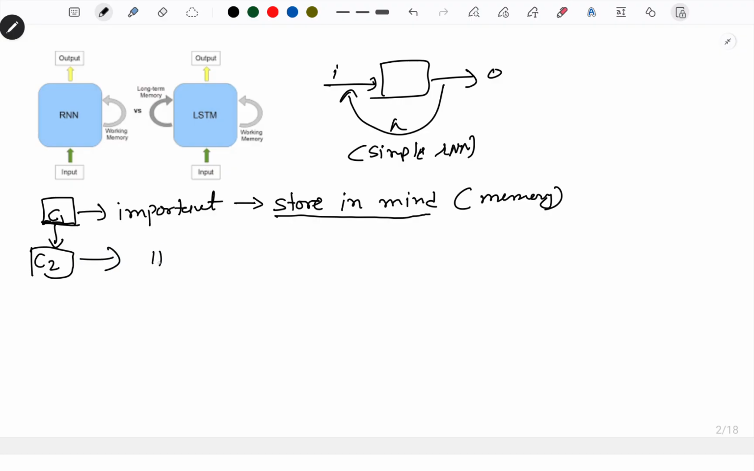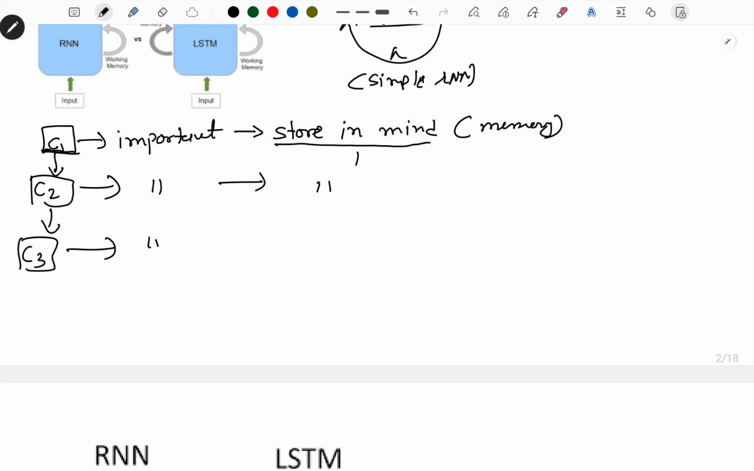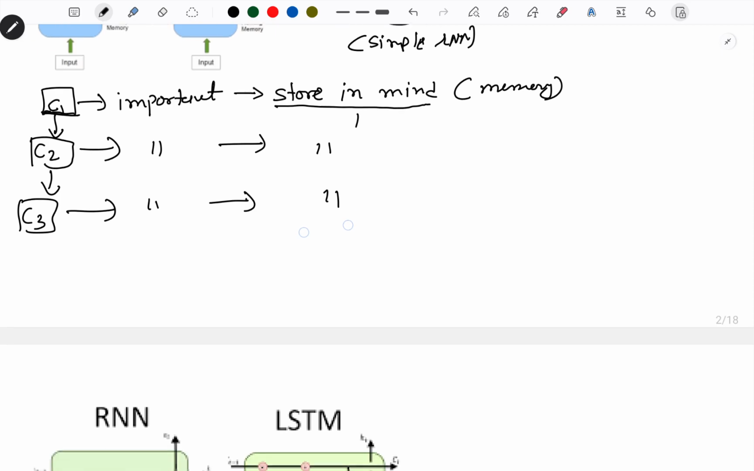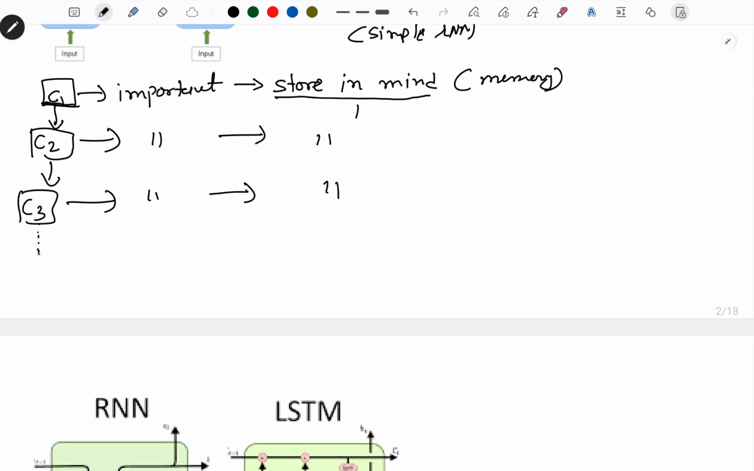Same process, store the important things in your memory, and now go to city number 3. Same process, capture the important things and store them in your mind, means store in your memory. So while visiting, let's say, city number 100, capture information, store in your mind. This is how we are trying to solve this particular problem.